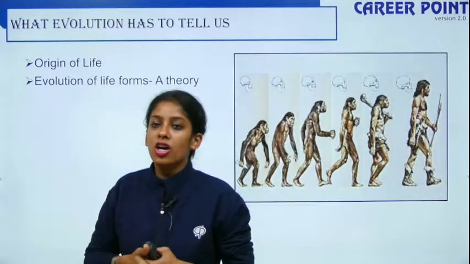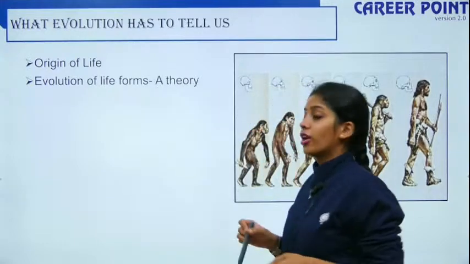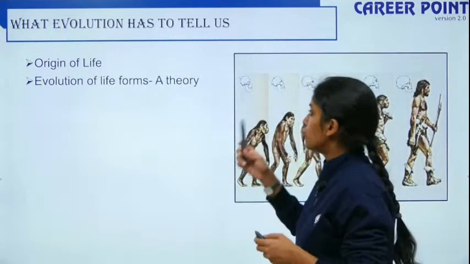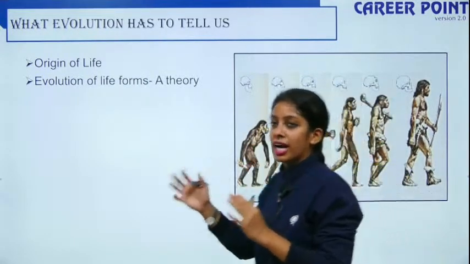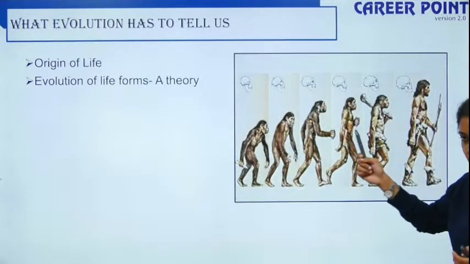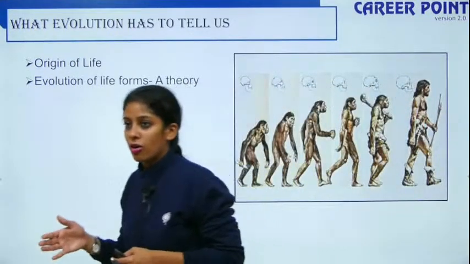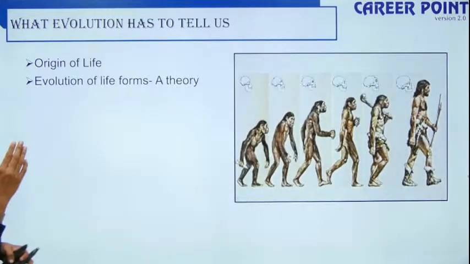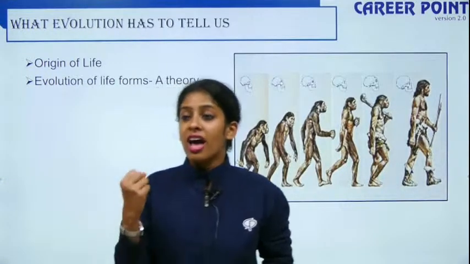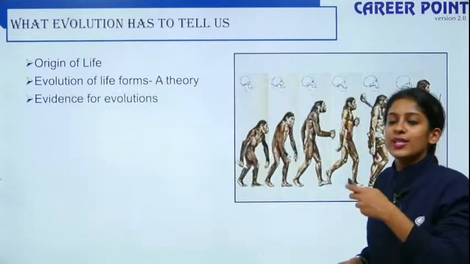Okay, so we will talk about how the first life originated on earth. That is what we're going to talk about in origin of life, and then we're going to talk about evolution of life forms. It is a theory. Overnight this did not happen. First you had unicellular organisms, then you had multicellular organisms. Each one gave a trial and error solution, and then we went forward in understanding.